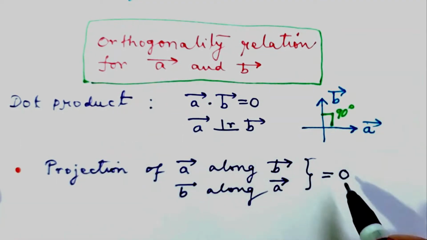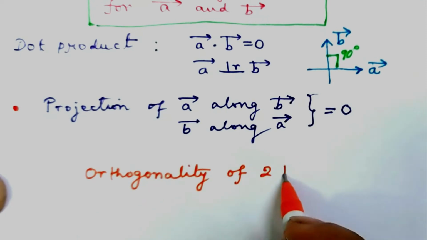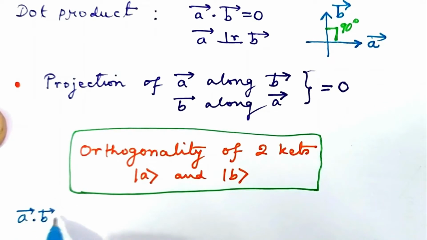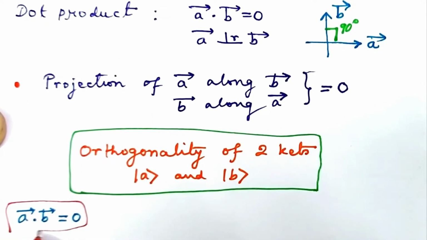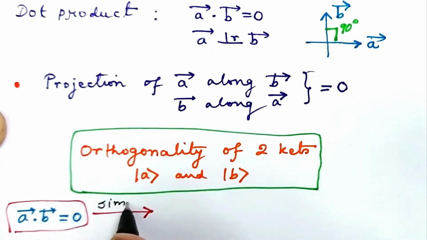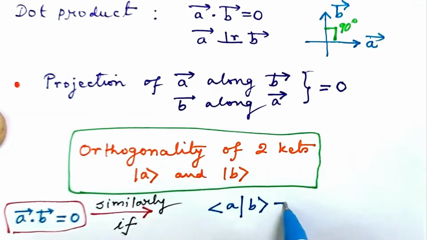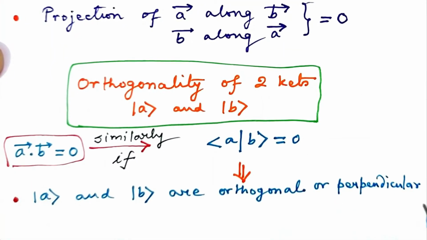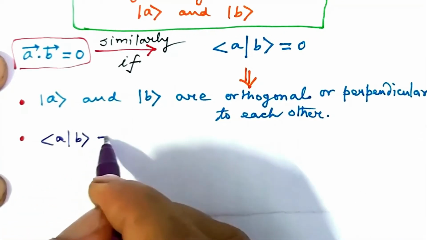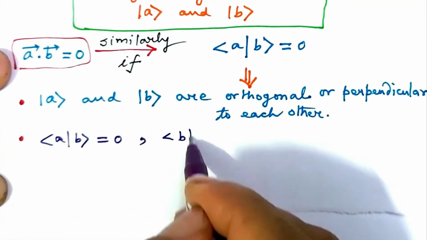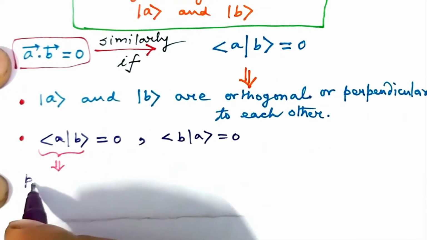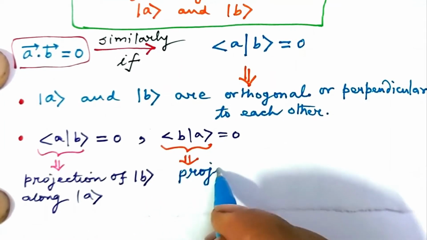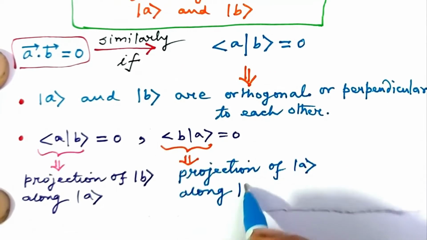We now discuss orthogonality of two kets, ket A and ket B. Just as orthogonality of two vectors is expressed by vector A dot vector B equal to 0, similarly, if bra A ket B is 0, this would imply that ket A and ket B are orthogonal or perpendicular to each other. If bra A ket B equal to 0, then bra B ket A is also 0. Bra A ket B is the projection of ket B along ket A, and bra B ket A is the projection of ket A along ket B.